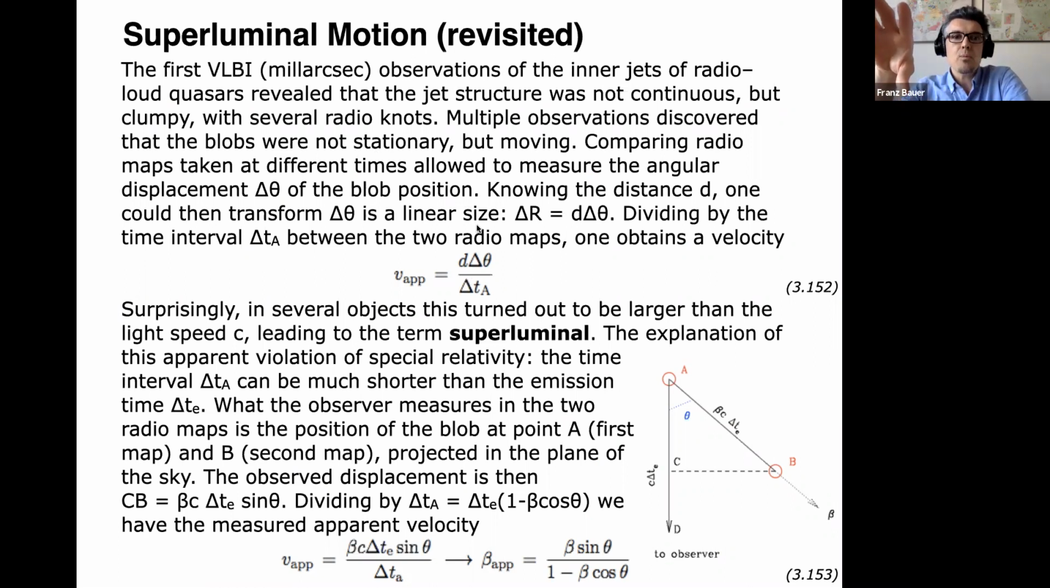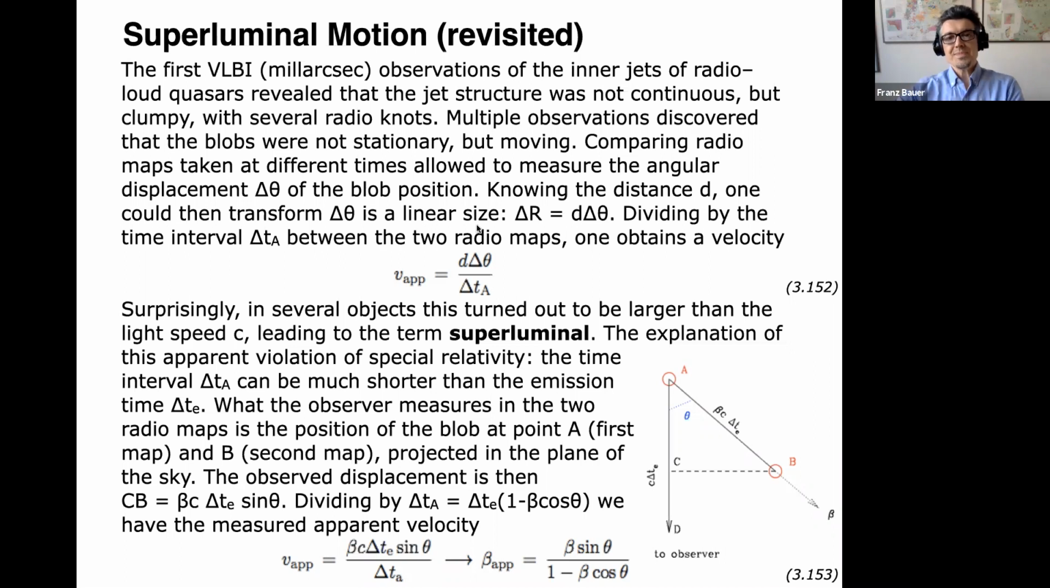So when we actually started to measure radio jets with VLBI back in, I guess, the mid-80s or so, you noticed that the jets were clumpy. They weren't a continuous structure, and they had several radio blobs or knots. And people would go back and observe this again and again and saw that some of the blobs were not stationary, but they were moving out. And of course, this is a projected distance because they don't know exactly what the orientation of the jet is.